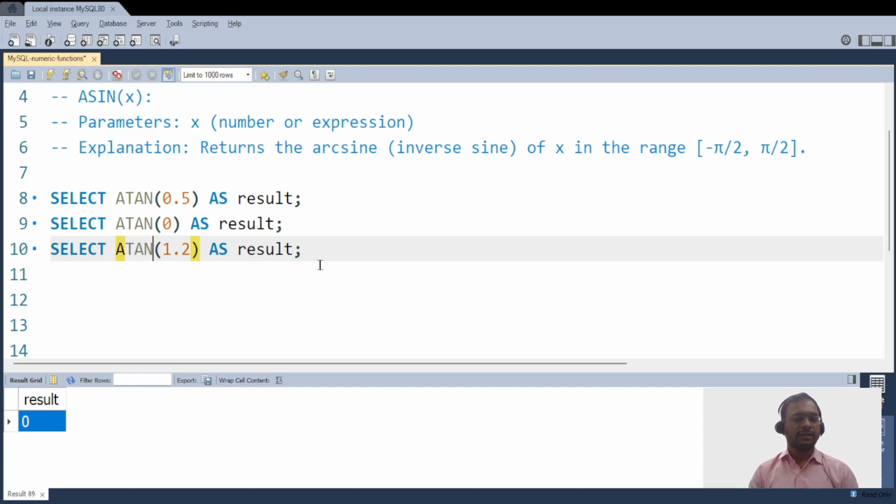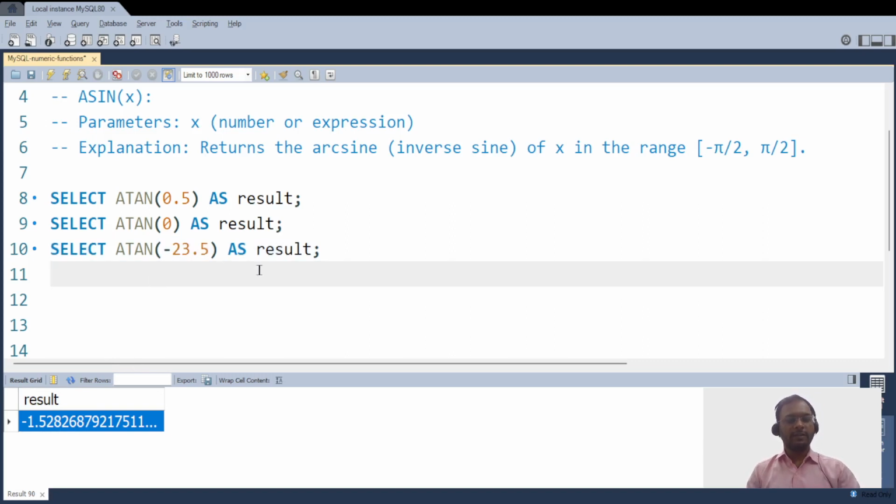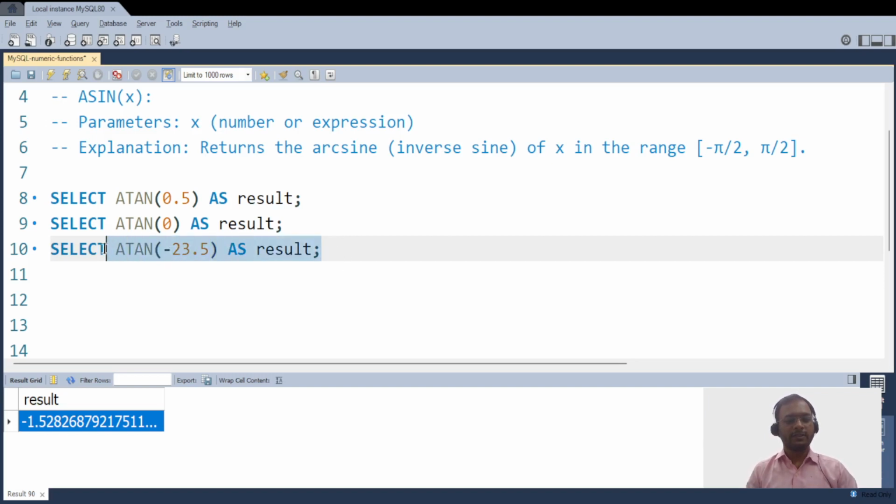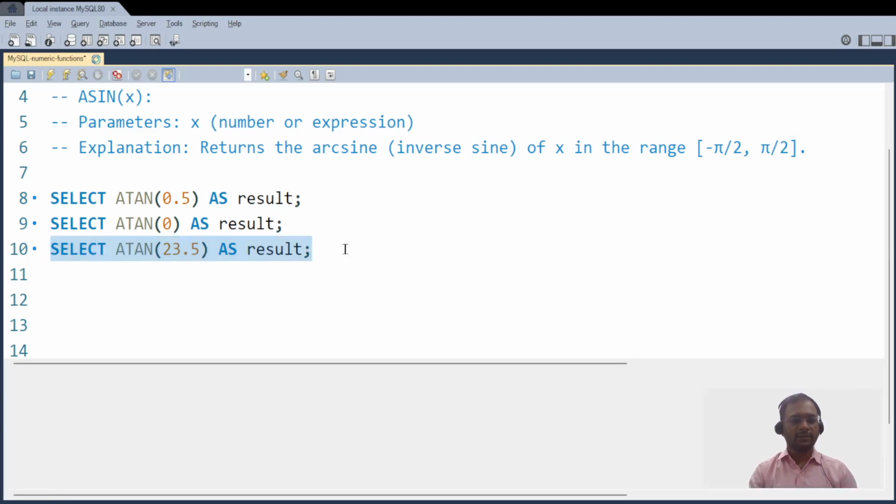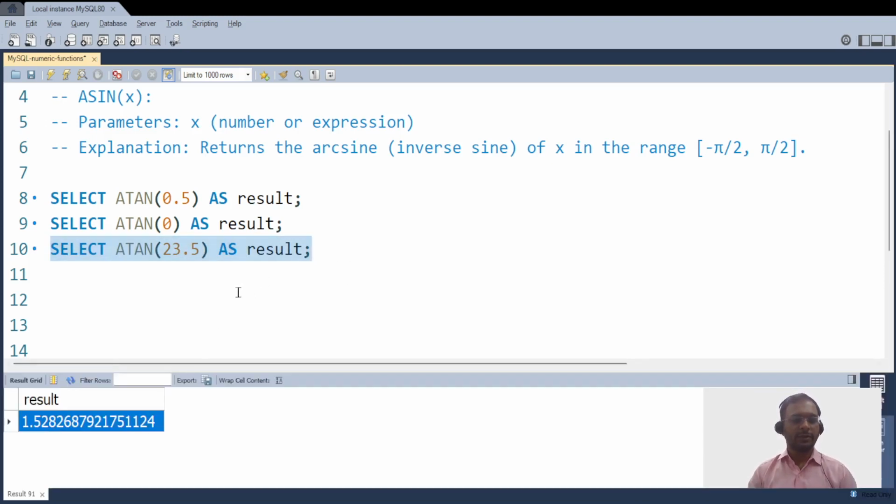Now tan values actually lie between minus infinity and plus infinity. So we can give any number between minus infinity and plus infinity. Let's say if I give minus 23.5, the tan inverse of that particular value will be returned as an angle in radians. So this is the value in radians for this value. In a similar manner, if I execute a query for a positive value also, you can see the result. If I just change that to positive, that is also fine. If I execute, you will see the result as the positive value 1.5282.